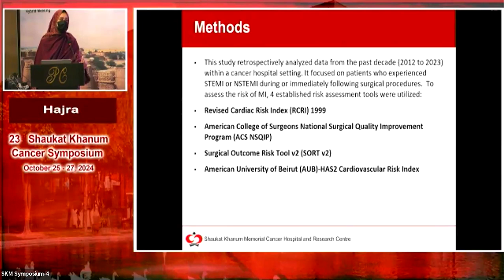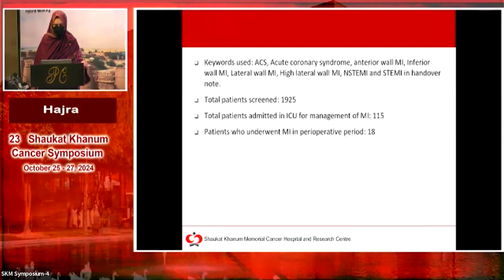To assess the risk of MI, 4 established risk factor calculators were used. That included Revised Cardiac Risk Index 1999, American College of Surgeons National Surgical Quality Improvement Program, that is ACS NSQIP, Surgical Outcome Risk Tool version 2, and American University of Beirut HAS-2 Cardiovascular Risk Index. The keywords that were used to screen such patients included ACS, acute coronary syndrome, anterior wall MI, lateral wall MI, inferior wall MI, STEMI and NSTEMI in handover note. Total patients screened were 1,925, out of which patients who had MI that were admitted in ICU were about 115. And the patients who underwent MI in the perioperative period in this time were 18.